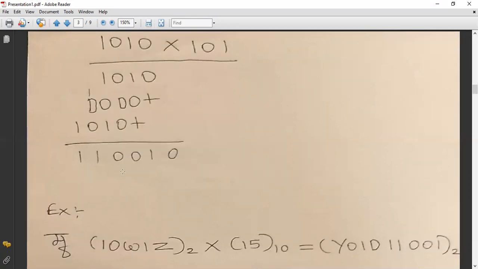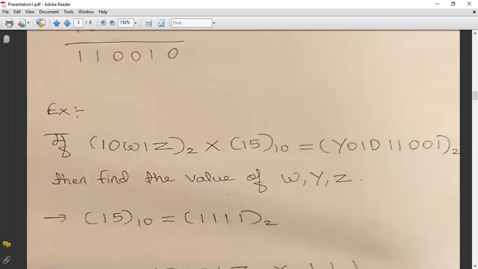And 1 plus 0 is 0, carry over 1. Okay, 1 plus 0 is 1, 1 plus 0 is 1. Okay, and 1 will be written as it is. So the answer for this multiplication is 110010. Okay, now let us consider one more example.